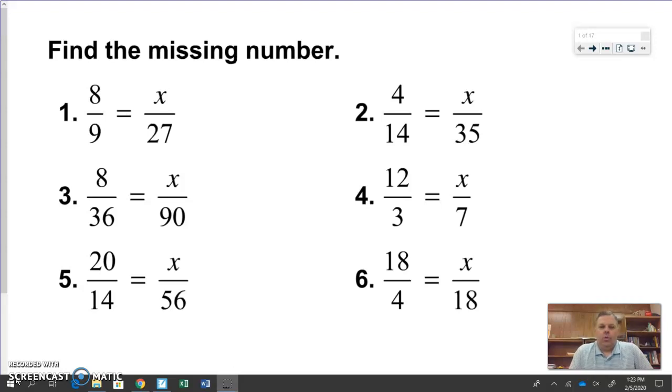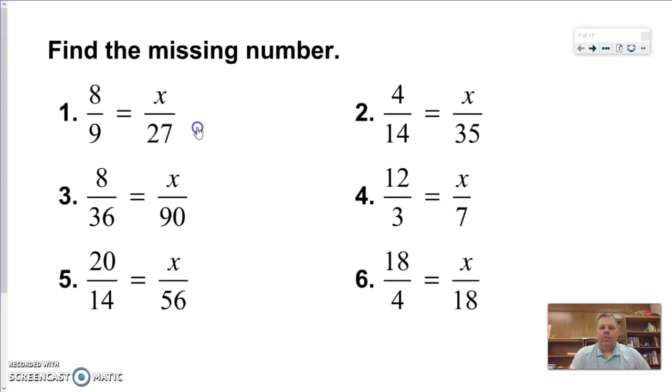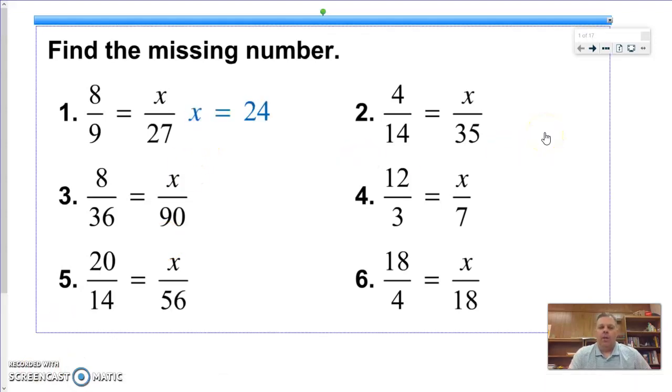So in the first one, we can do our cross multiplying. We will get 9x equals 216. When we divide by 9, we will get our answer of 24. In the second one, we will get 14x equals 140. When we divide by 14, we will get our answer of x equals 10.